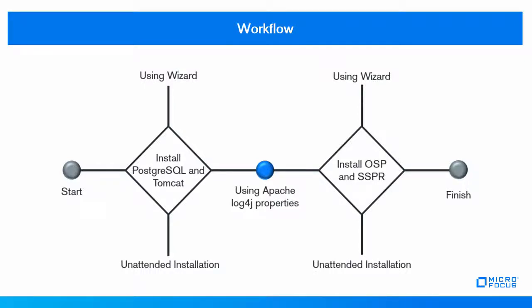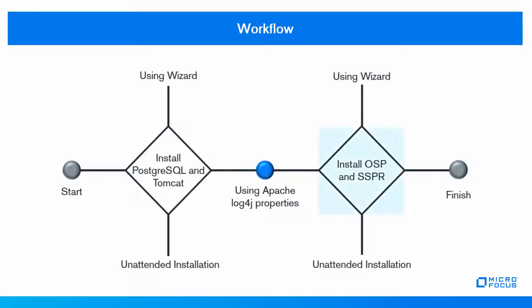Step 1. Install PostgreSQL and Tomcat. You can install them using the wizard or perform a silent installation. Step 2. This is an optional step. Execute this step only if you want to record the events in Tomcat using the Apache Log4j service.